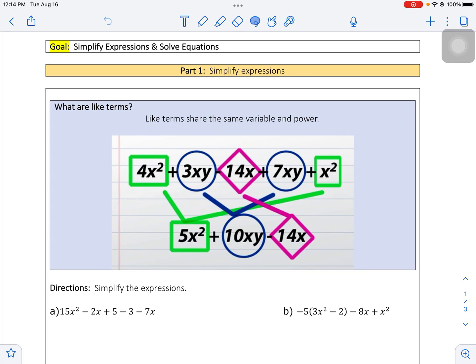Okay, so we're going to do part 1, simplifying expressions, video notes. So what are like terms? Like terms share the same variable and the same power. Another word for power is exponent.